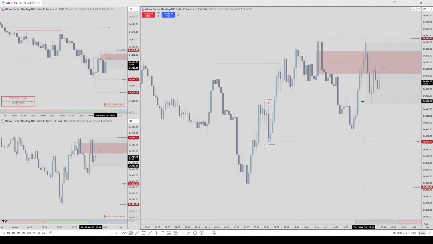Okay, so we're gonna see which side is gonna take first. Is it the buy side right up here, or is it the sell side right down here?